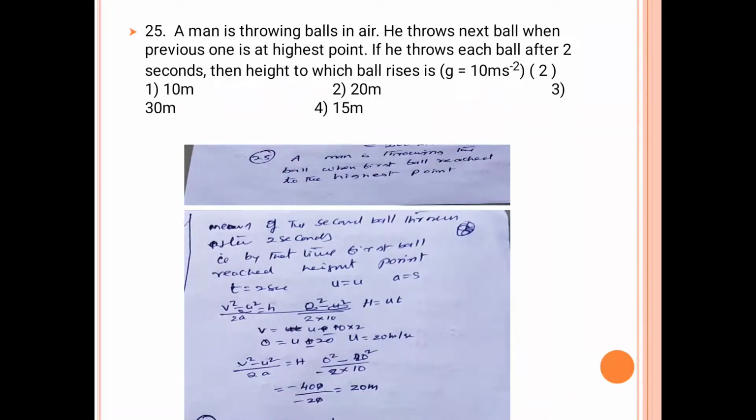the time gap between the first ball and the second ball. The throwing gap, the time interval between the first and second ball throwing, will be nothing but equal to the time that the first ball has travelled to reach the highest point. If you get that idea, then you will easily find out the initial velocity, which can be used in finding out the maximum height. That's all. If you are able to know that, then it will be easy.